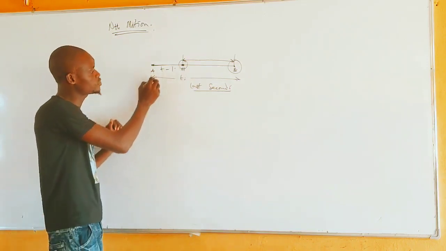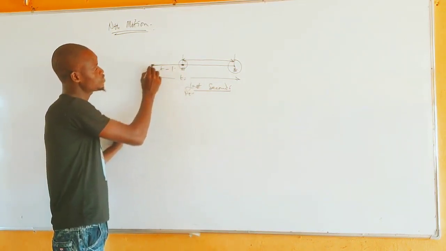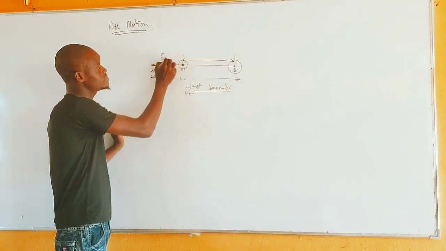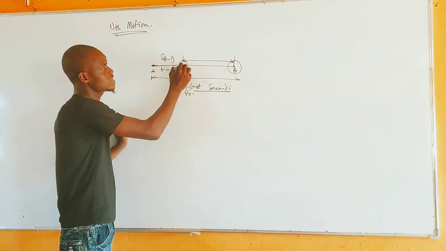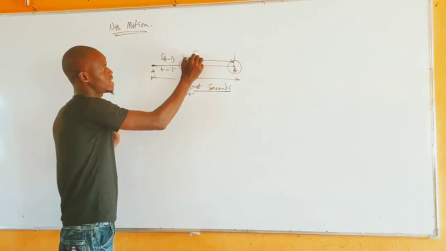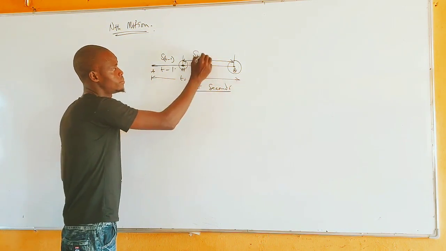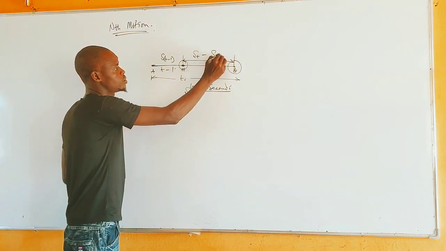How do we go about calculating this distance? We can take the distance from A to B as s_t, and the distance from A to M as s_(t-1). What about the distance from M to B? We don't know. To get that distance, we can say s_t, the distance the body takes from A to B, minus the distance the body takes from A to M.